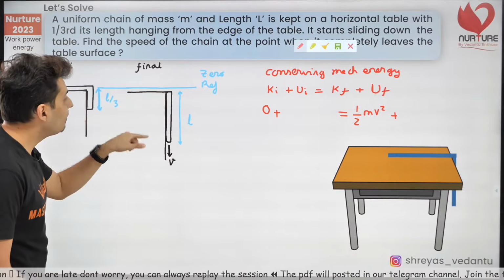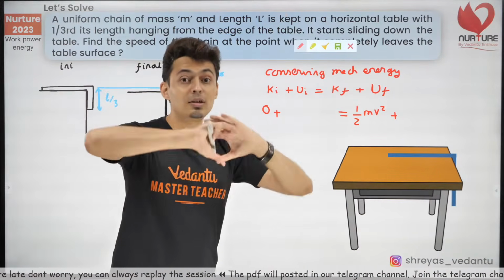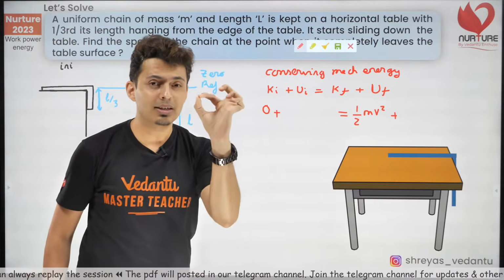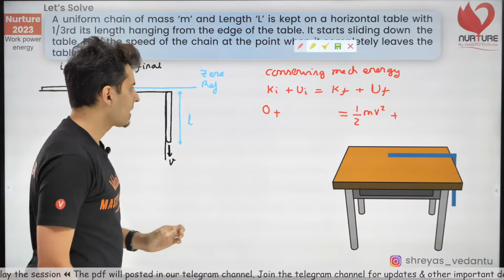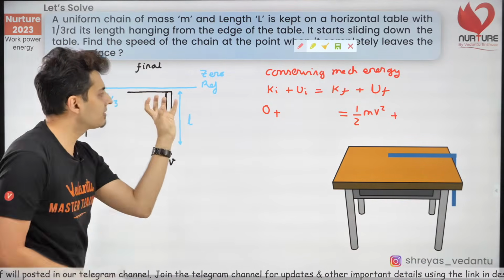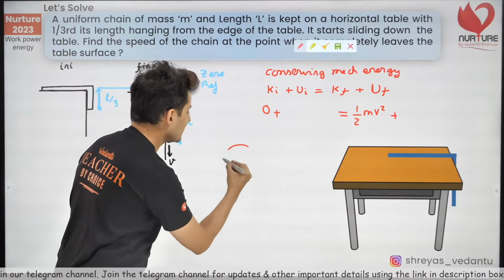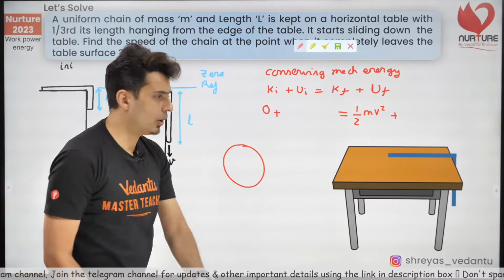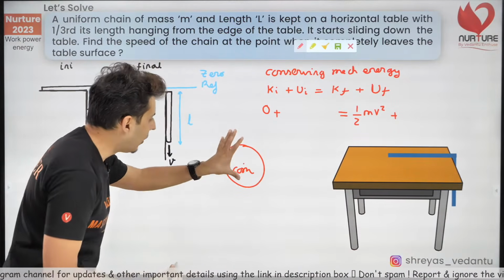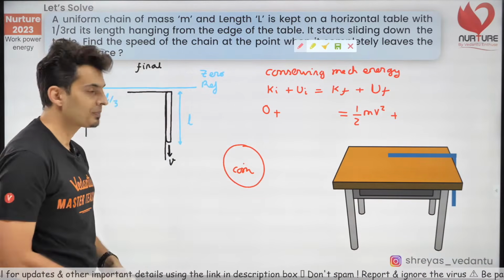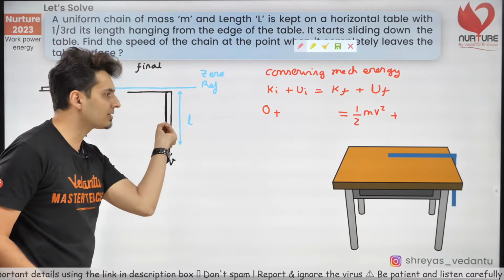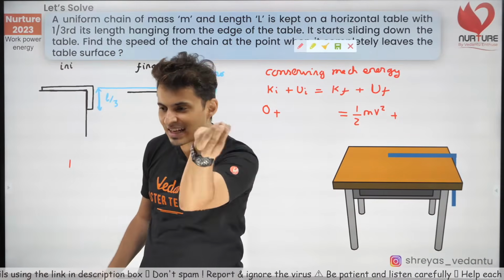Whenever you have a body which is distributed, then to find the potential energy, you need to consider it like a point. This entire rod or entire chain needs to be considered like a point. So when you have a sphere, you can make it like a point at the center. That is called the center of mass, where all the mass is concentrated. Now think about it and tell me, where is the center of mass of this chain? Obviously at the center, right?